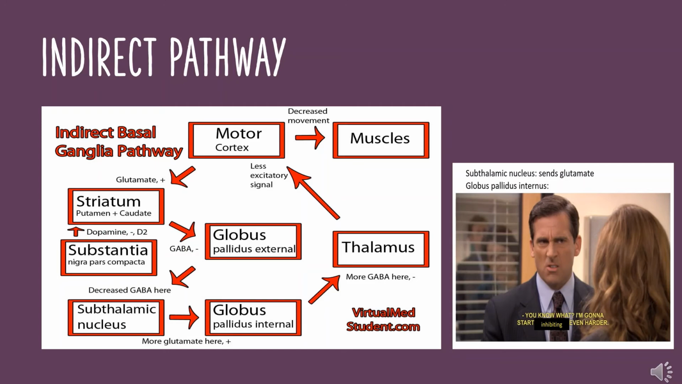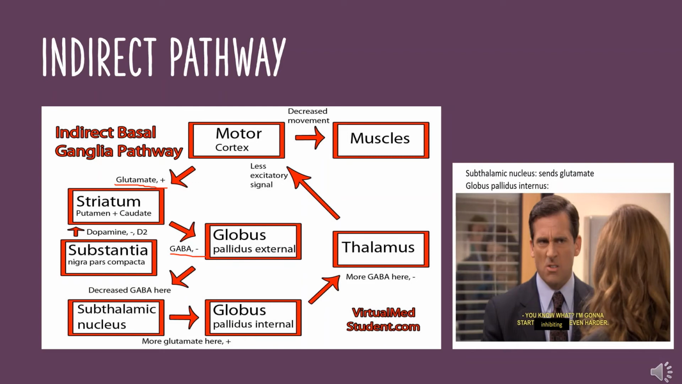So talking about the indirect pathway of the basal ganglia, this is involved in preventing any unwanted motor movements. Once again, we start at the motor cortex, which releases glutamate at the striatum. Now we know that glutamate is a stimulatory neurotransmitter, which will activate the GABAergic neurons of the striatum. The striatum is then going to release GABA at the globus pallidus externus through its GABAergic fibers.